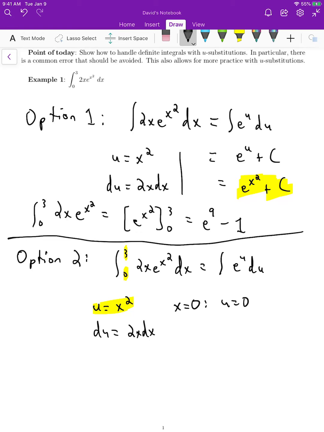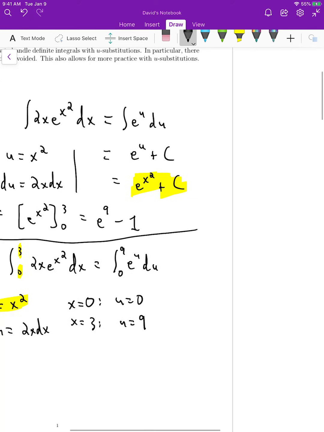So this first 0 right here stays a 0 right there. So when you translate 0 from x's to u's, you don't change anything. But what about when x is 3? Well, if u is x squared, that would mean that u is 9. So you could put a 9 right there, and then you could just proceed this way, not even bothering translating back to x's. So e to the 9th minus e to the 0, which is 1.